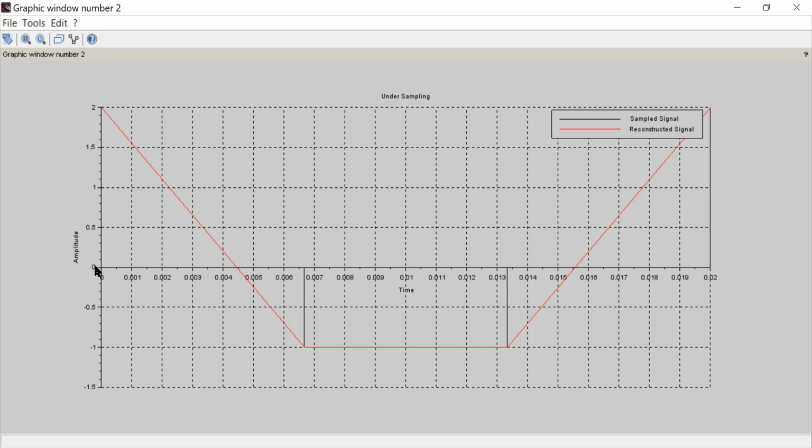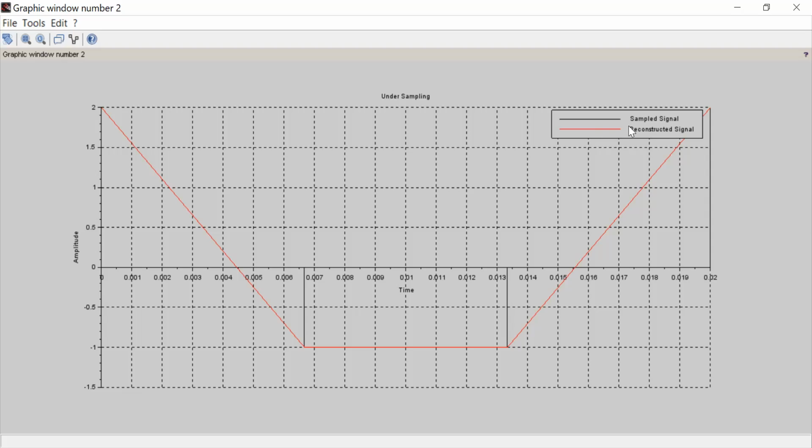Here also the starting value is 0, the ending value is 0.02, in steps of. The first value you'll get here. This is the first one, and the second one. At 0, how much is the amplitude? The starting amplitude at 0 is 2. At 0.0067, the amplitude will be -1. Similarly, at 0.0134, you'll get amplitude as -1, and at 0.02 the amplitude is again 2.